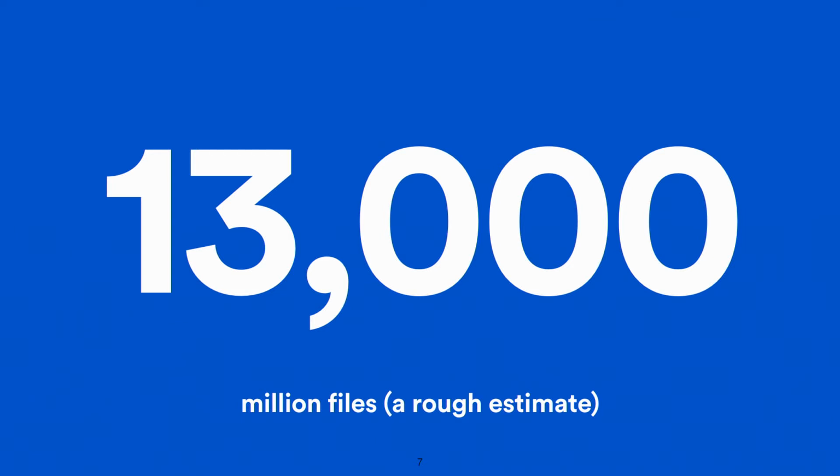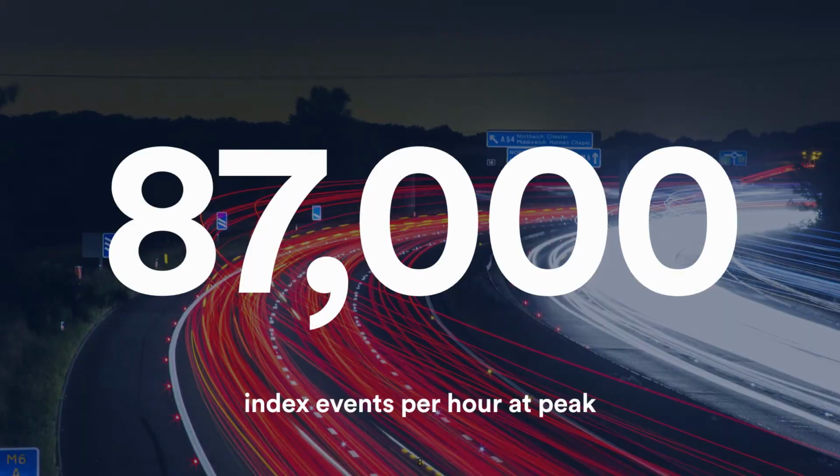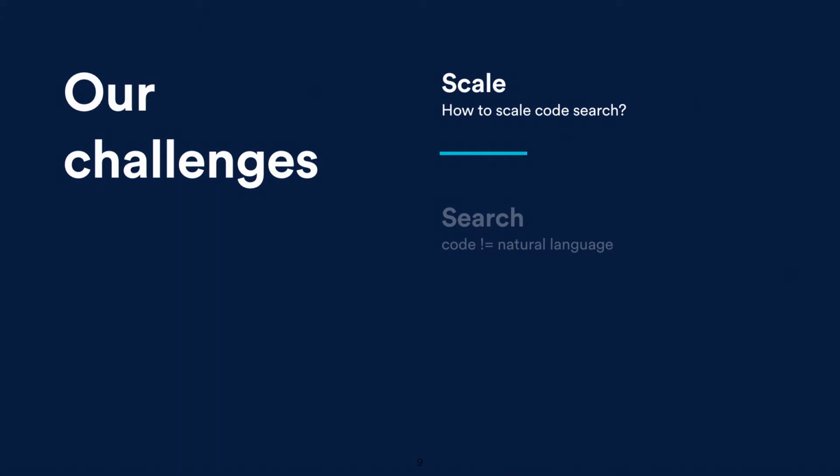But in addition to the sheer amount of data, we also face a significant rate of change. There are more than 87,000 index events per hour at peak time. So those are all events that signify some change to repository content. So our challenges when building search for Bitbucket Cloud are twofold. One, we need to build a data-intensive application at scale. And secondly, we also want to have a general-purpose search engine. You should be able to search for any text file in a repository. But we want to focus on code search as a particular use case.